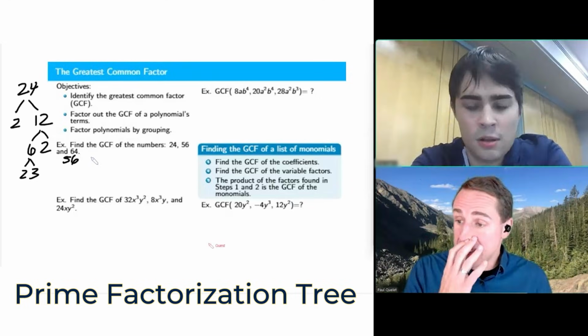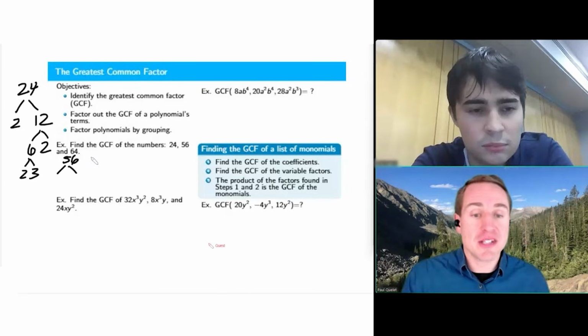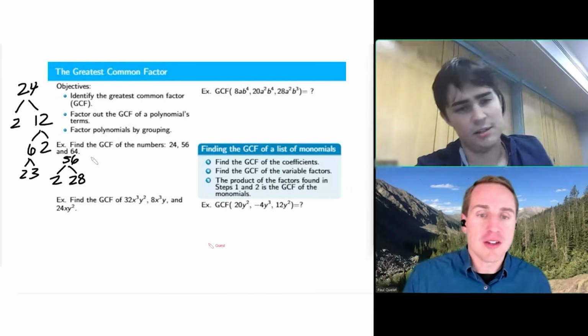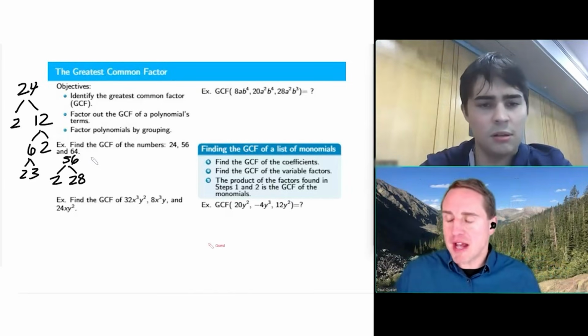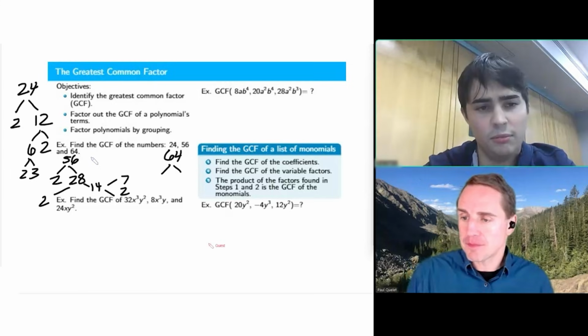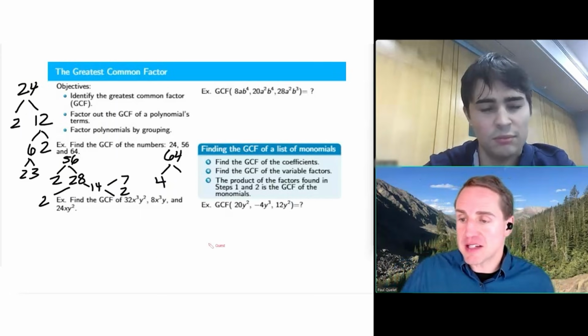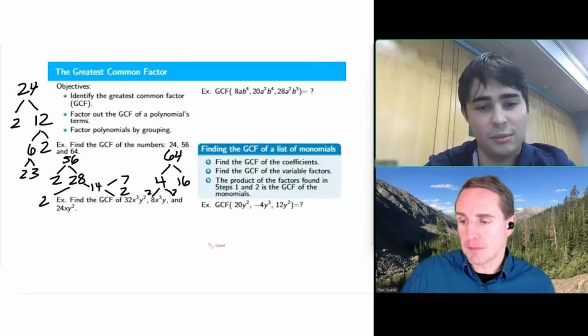Let's do the same idea for 56. 56 breaks down into, well, it's even, right? So it's 2 and 28, but then 28 breaks down into 2 and 14, and then 14 is 7 and 2. Last but not least, let's do 64. Could we do 4 and 16? No, it could be 2 and 32, it could be 4 and 16. It doesn't matter how you start. 2 and 32, and 16 is going to be 4 and 4, and then that's going to be a bunch of 2's.